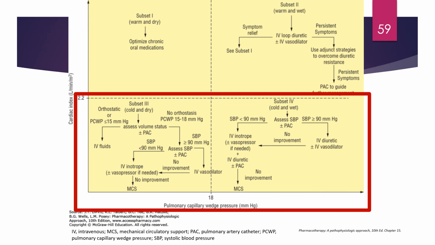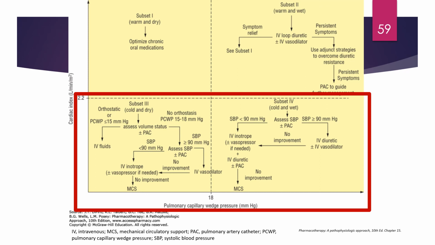If you're less than 15, that usually means that you need IV fluids. But if you are in subset 3 and you are 15 to 18, then you have to assess the blood pressure. If your blood pressure is good, we use vasodilators in these cases. Always use a vasodilator first if you have a good blood pressure; that is generally the rule of thumb with this algorithm. If you have a bad blood pressure, where the systolic is less than 90 or the MAP is less than 65, then we'll want to give an IV inotrope, such as dopamine or milrinone.